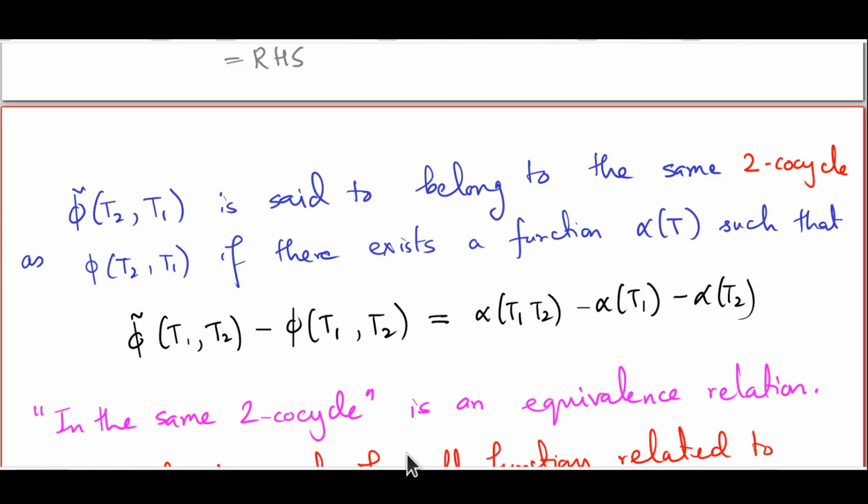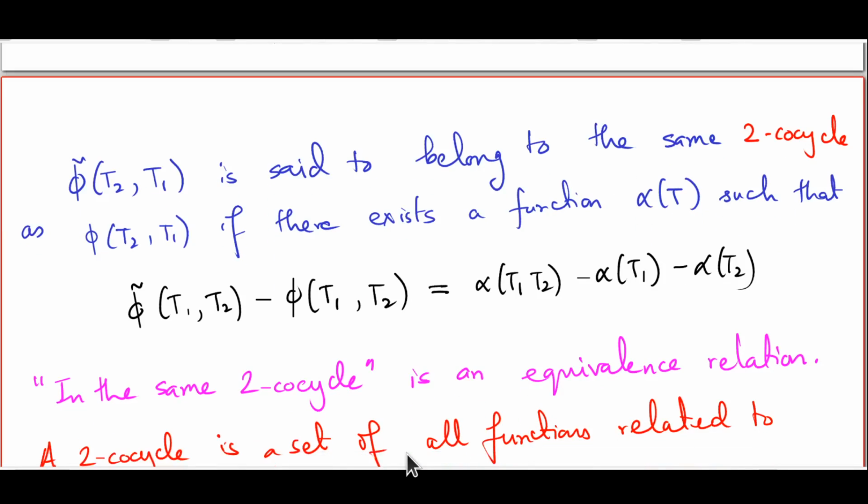Now, being in the same Tuco cycle is an equivalence relation. That's something which is very easy to check. Of course, you have to check reflexivity, symmetry, and transitivity. Reflexivity is sort of trivial. Phi of t1, t2 is obviously in the same Tuco cycle as phi of t1, t2. Even the name sort of implies that. In this case, the difference on the left side would obviously be 0. And on the right hand side, all you have to do is use the function alpha of t equals 0 to get there.